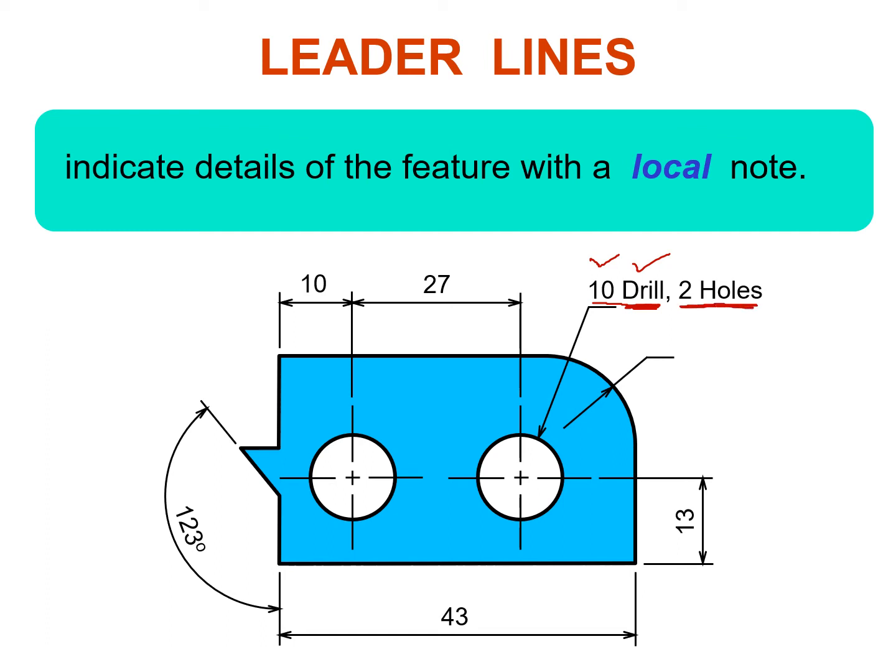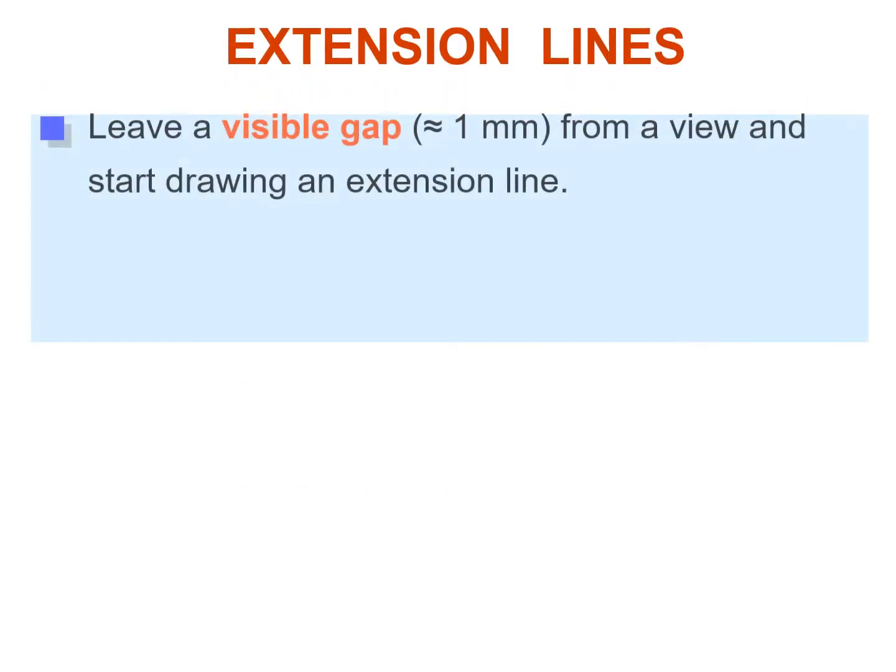So we do not put dimensions on each feature separately, but we put a single note on a single feature, and we specify for how many features we are representing that dimension. For example, this 10 drill is applicable for these 2 holes. So this hole is also of diameter 10. Then the radius 16, this arc 16.